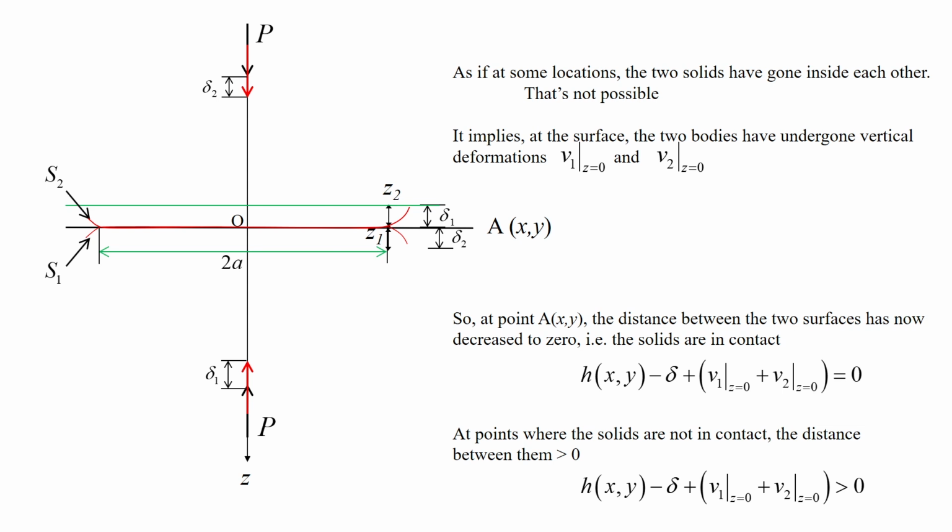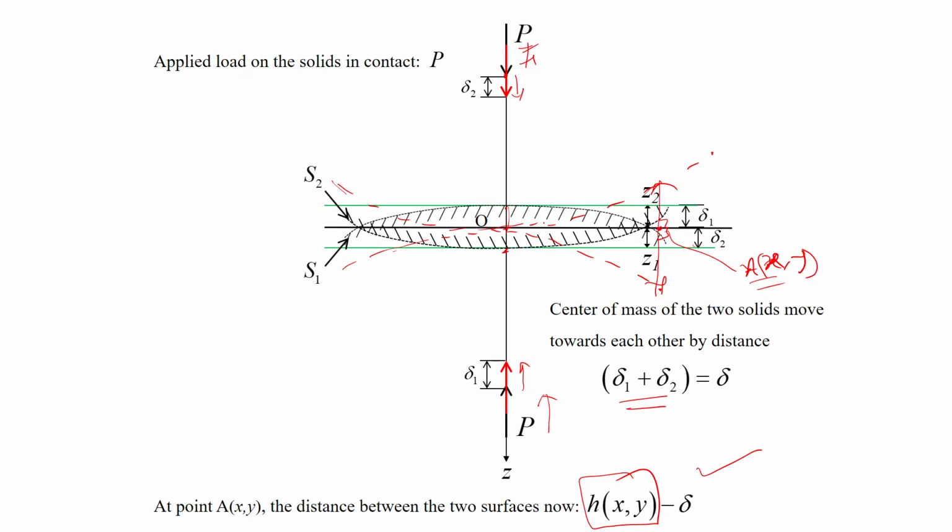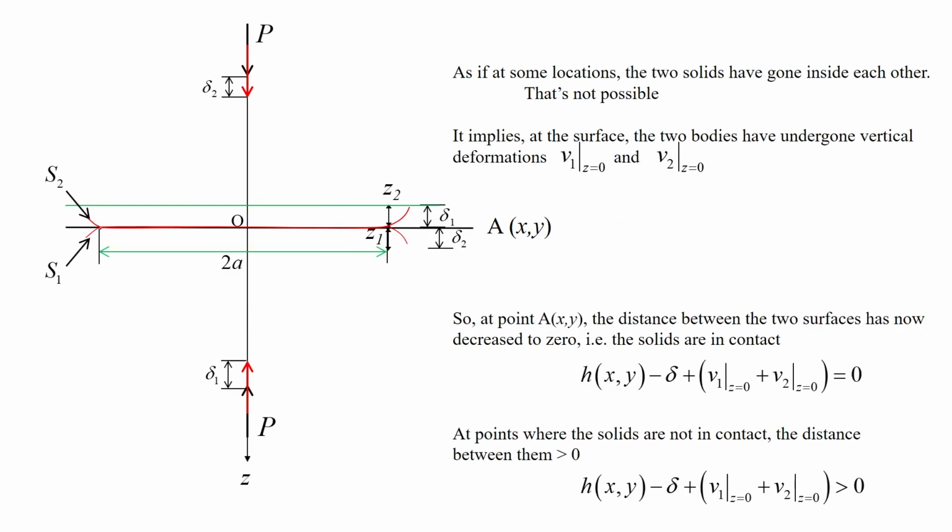Now, it cannot be possible that they just move like that, because at some locations the two solids would have gone inside each other. For example, in these positions, this hypothetical situation would mean that the two solids have gone inside each other. That is not possible, because these are two solids, they cannot go inside each other. So what has actually happened is that they have deformed, and they have deformed such that they now have a finite contact area given by 2a as the width. If at some location the two solids had gone inside each other, that is not possible, so the two solids have undergone vertical deformations.